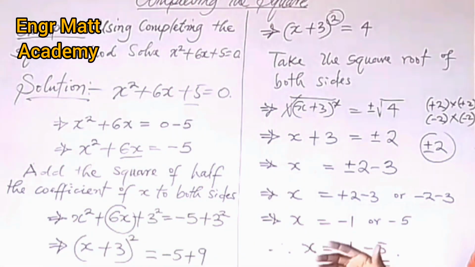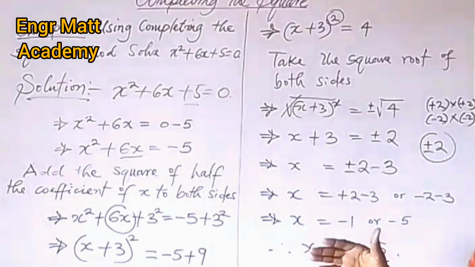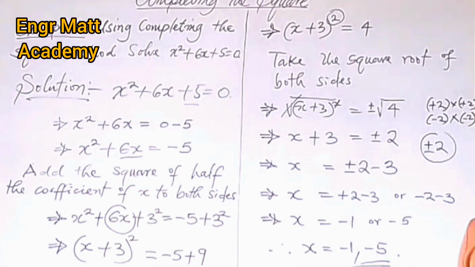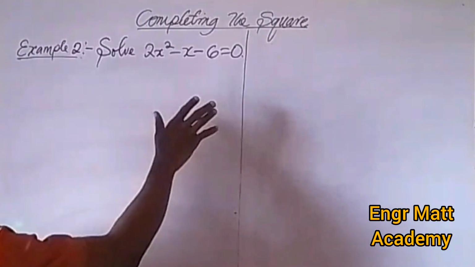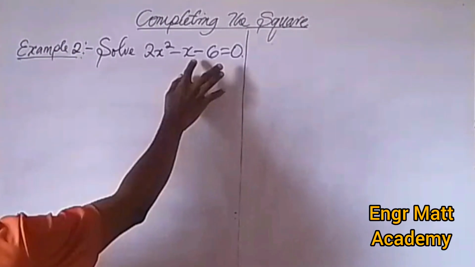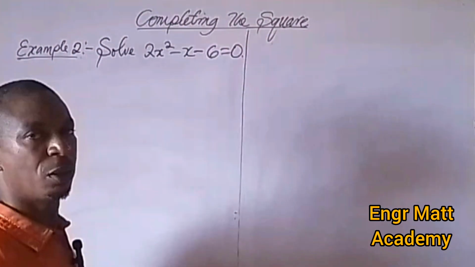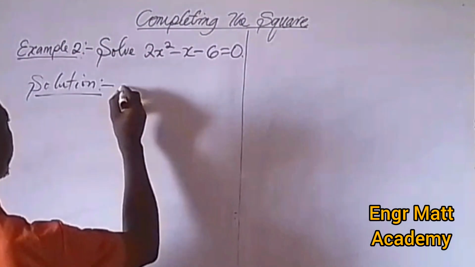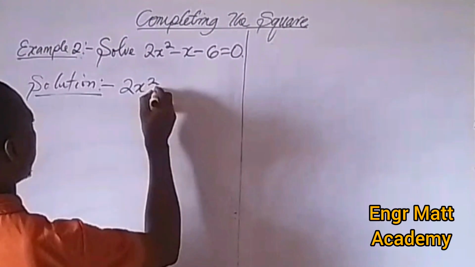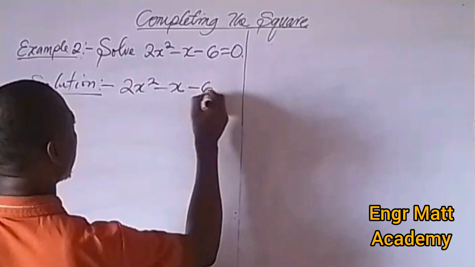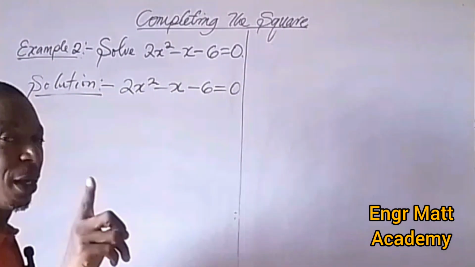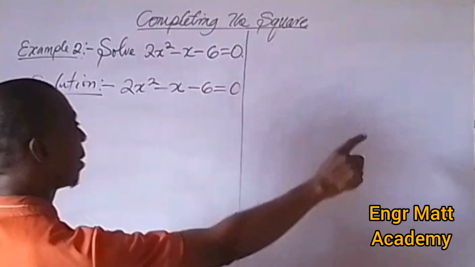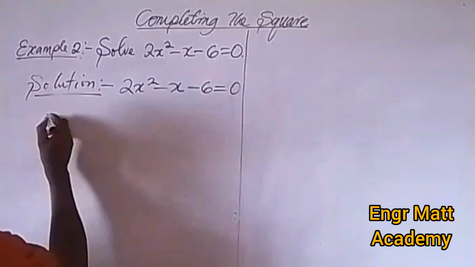We will take one more example to get the steps of the method impressed on your mind. So let's go to example 2. In this second example, we have 2x squared minus x minus 6 equal to 0. So let's go straight to the solution. Solution: we have 2x squared minus x minus 6 equal to 0. Remember, the first step is to move the constant to the right hand side of the equation. So we do that.